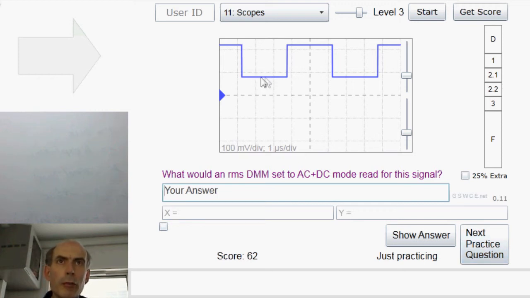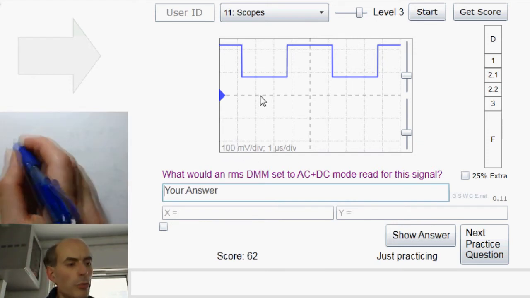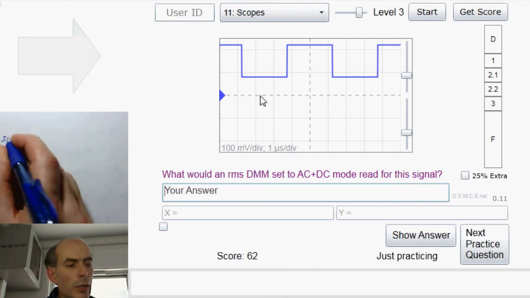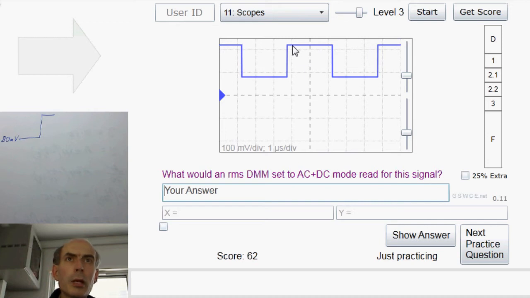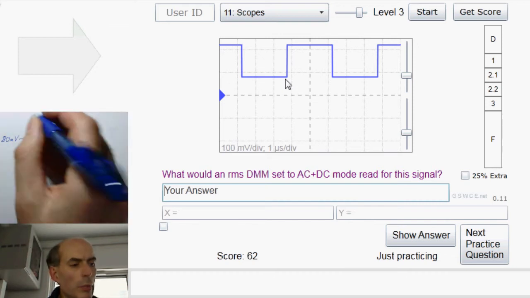Its bottom value here is, I would say, about 80% of a division, which at 100 millivolts per division means that the bottom of this square wave is around 80 millivolts. The top of the square wave is up here, which I would say is 1, 2, maybe 2.2 divisions above ground, so that would be 220 millivolts.